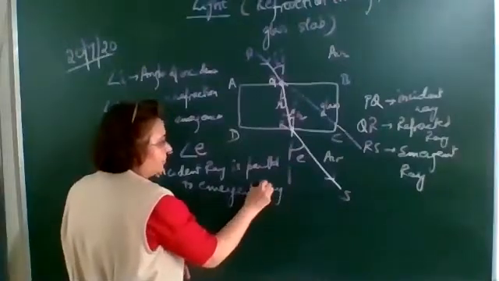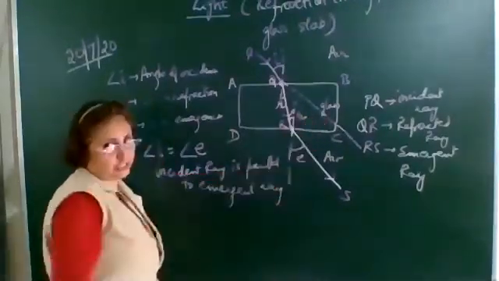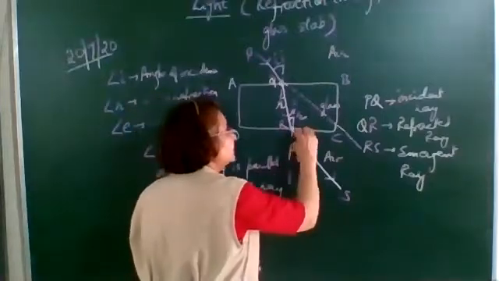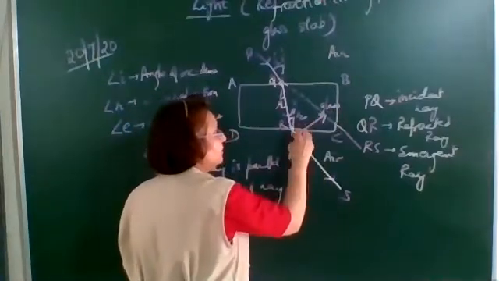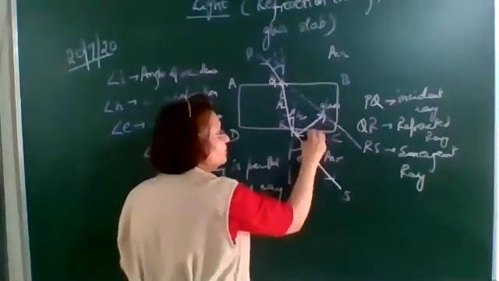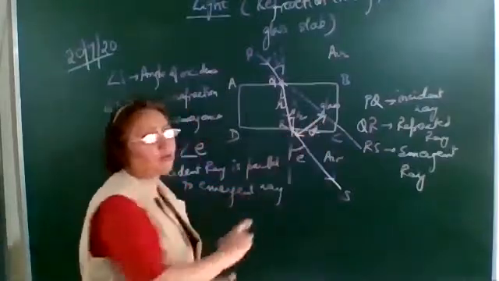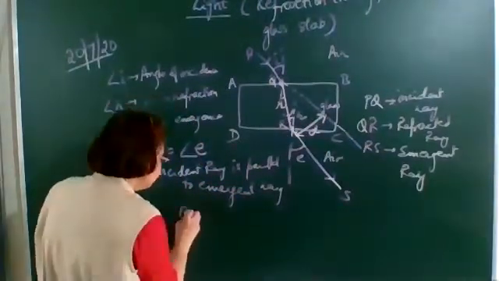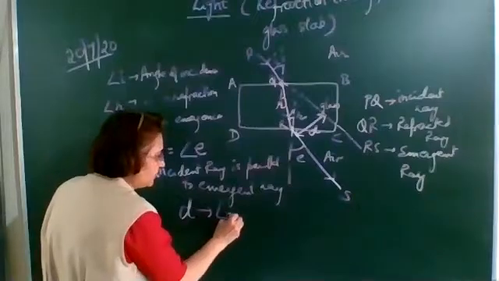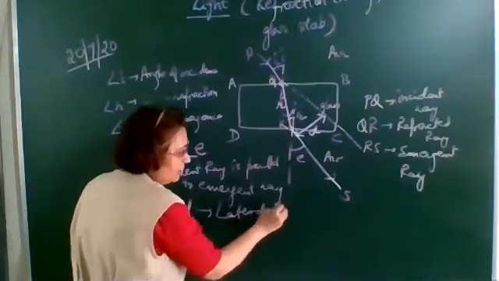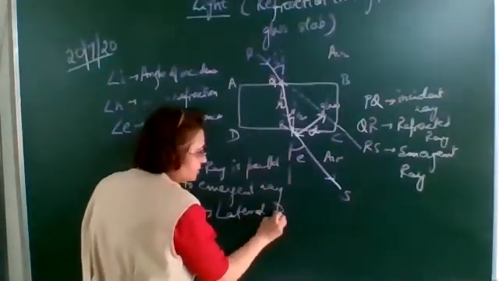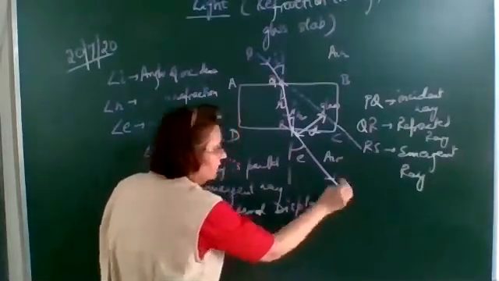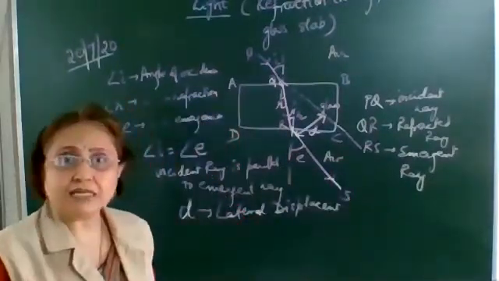Now the perpendicular distance between the two rays, this distance d, which is the perpendicular distance between the incident ray and the emergent ray, is called the lateral displacement. So this is how the refraction takes place through a glass slab.